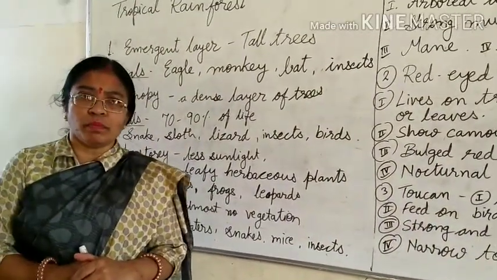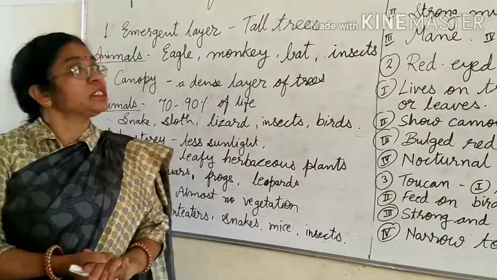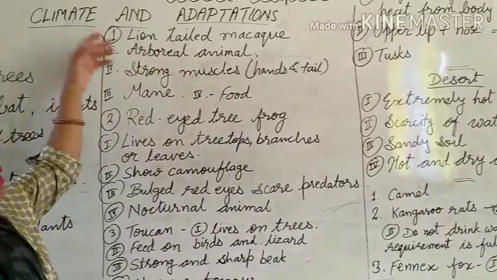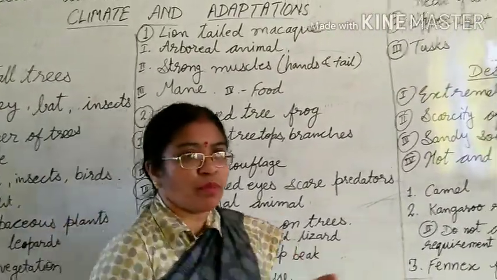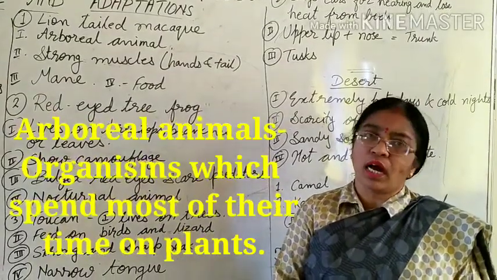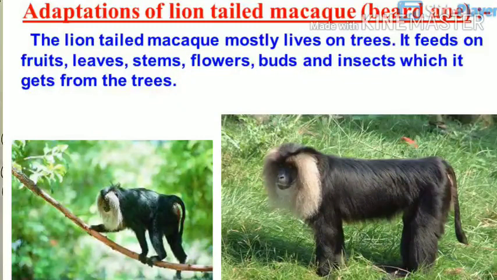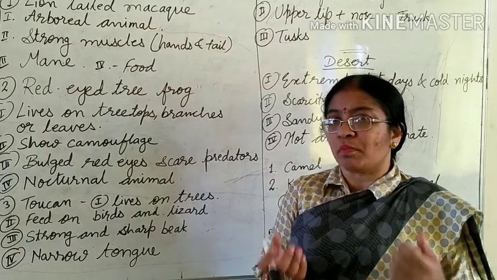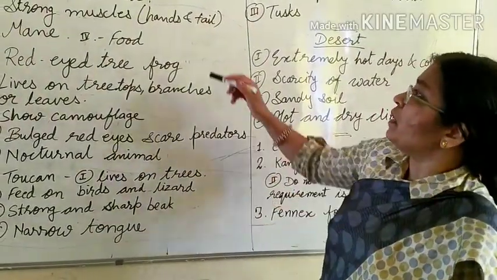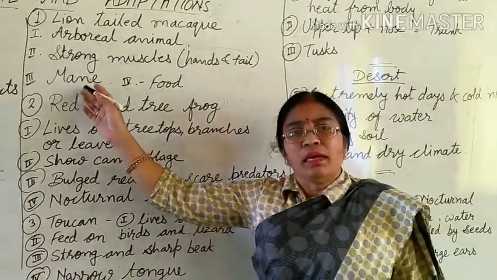Now we will take examples of some organisms, and how they are adapted to live in tropical rainforest. First is the lion-tailed macaque. This is an arboreal animal. The term arboreal means those organisms which spend most of their time on trees, like monkey and squirrel. Because it spends most of its time on trees, it will want to go from one tree to another. So its strong hands, strong muscles and long muscular tail help the macaque to move from one tree to another.